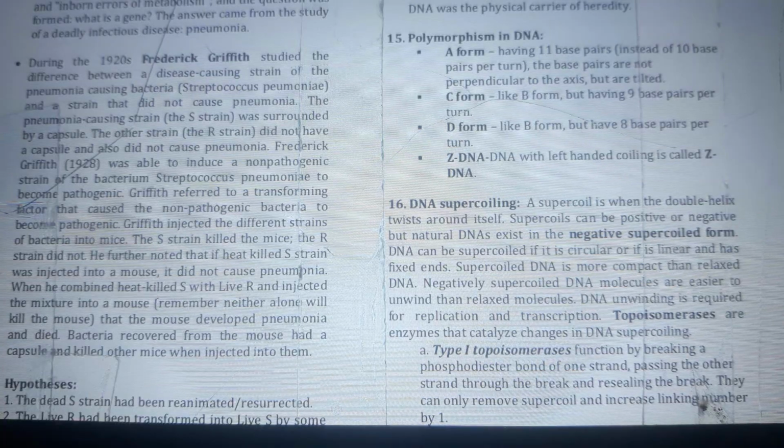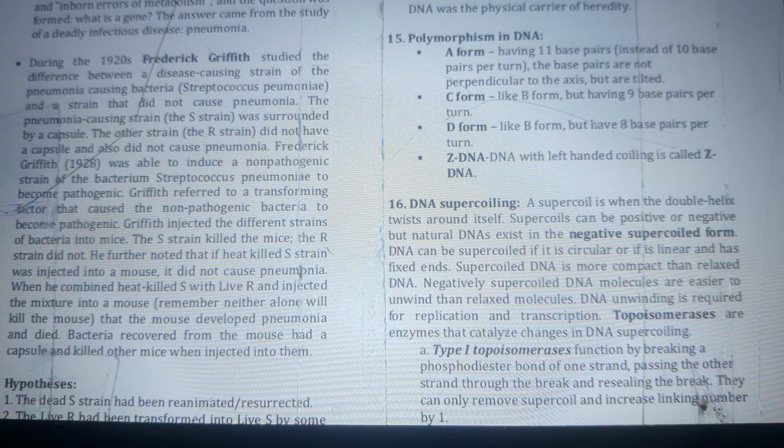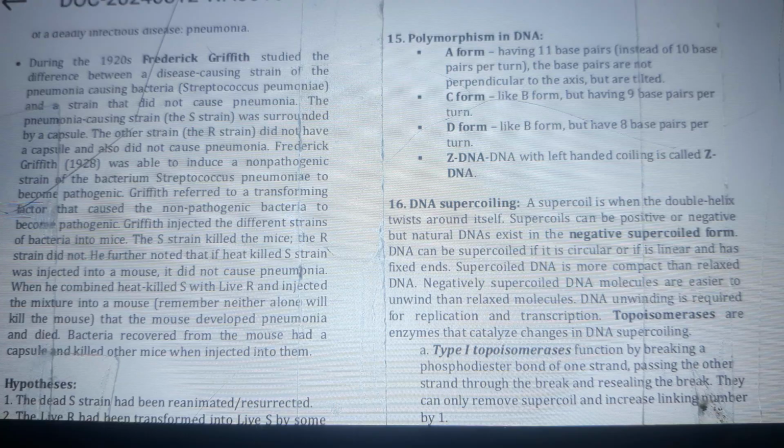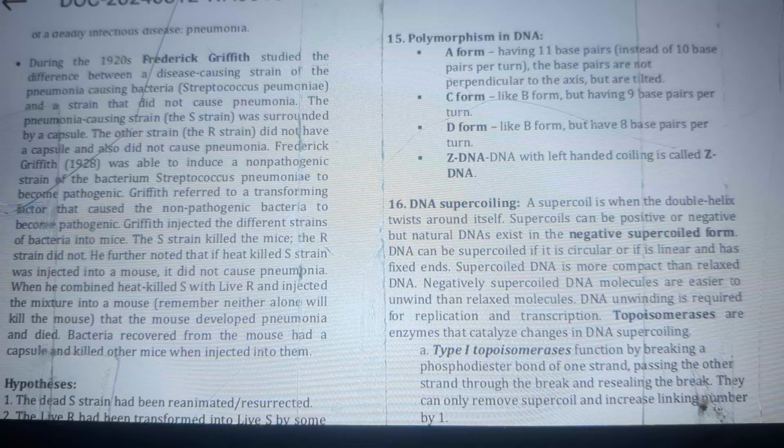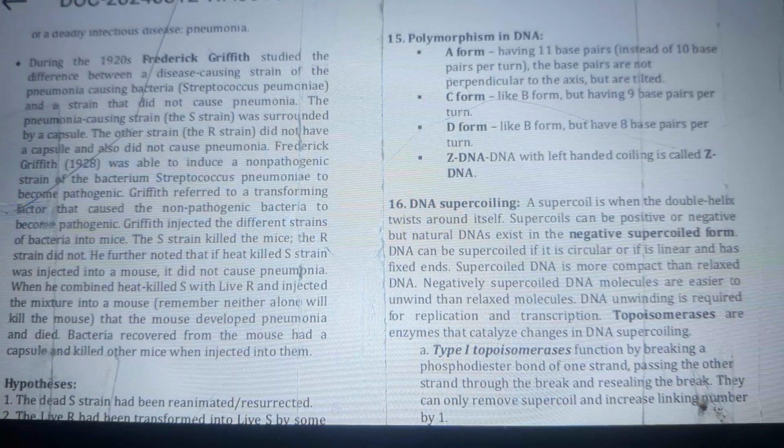Polymorphism in DNA. A form: having 11 base pairs instead of 10 base pairs per turn. The base pairs are not perpendicular to the axis but are tilted. C form: like B form but having 9 base pairs per turn. D form: like B form but having 8 base pairs per turn. Z-DNA: DNA with left-handed coiling is called Z-DNA.